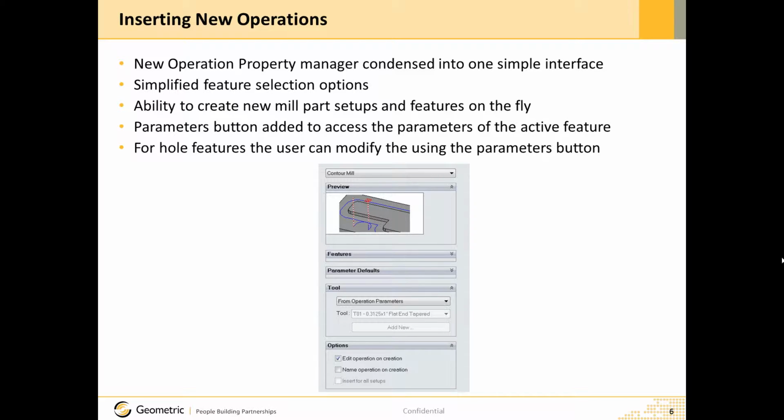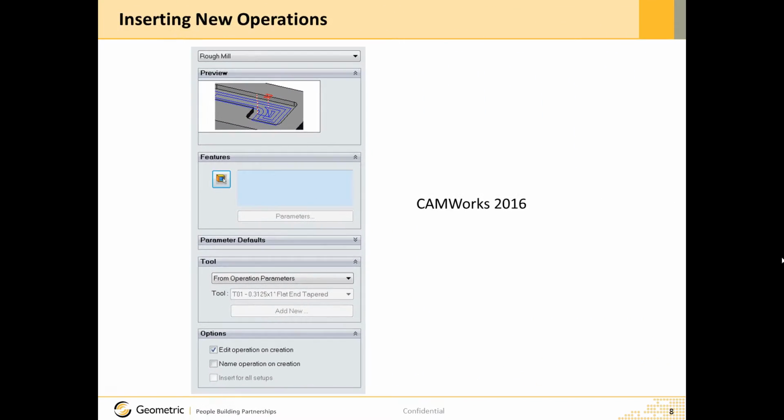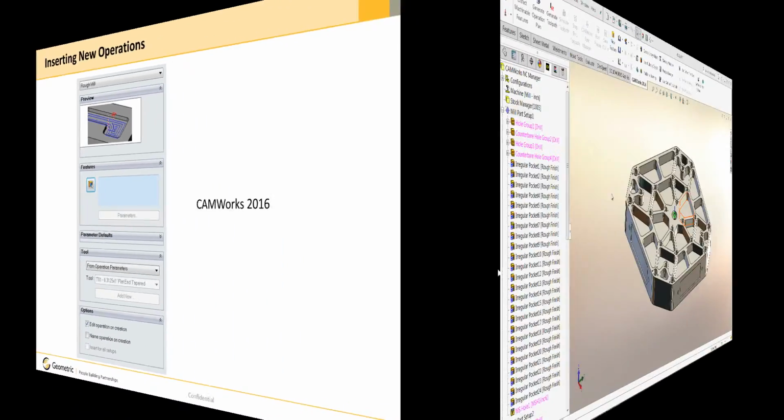Here are the enhancements to the CAMWorks 2016 New Features Property Manager. In prior releases of CAMWorks, the new Operation Property Manager was split into two different tabs, the Features tab and the Parameters tab. New with CAMWorks 2016, the new Operation Property Manager has been streamlined into one tab.